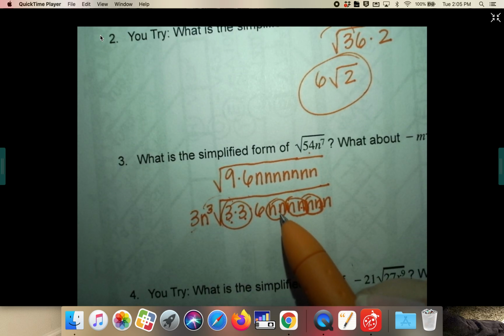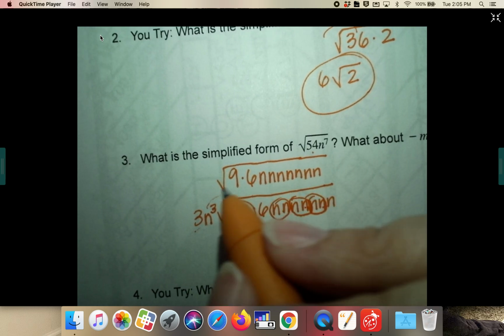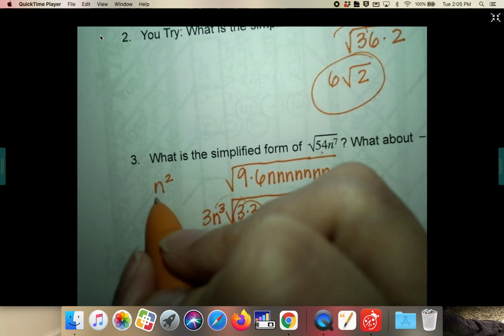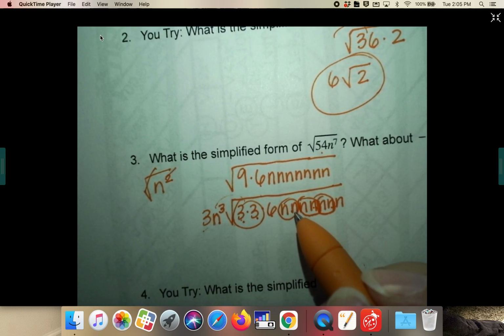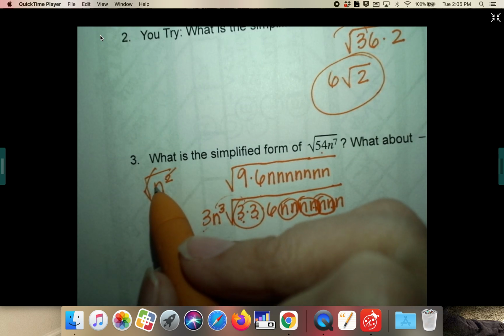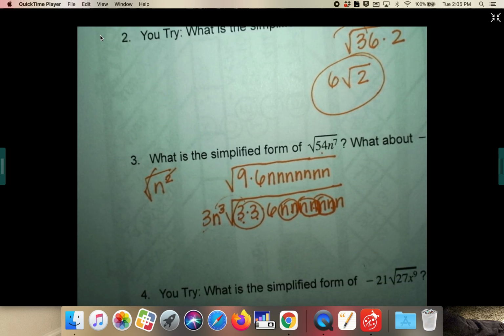Okay, or you could think of it as n squared. And we've talked about this before. If you have something squared and you square root it, those cancel each other out. So if there's 2 of them and you're square rooting them, it cancels it out and it's only just the n itself. So we've talked about that before too.